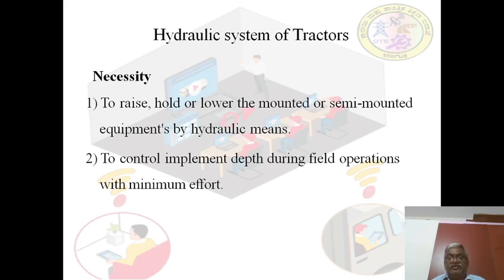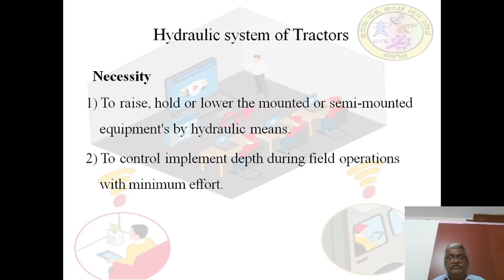Hydraulic system. What is hydraulic system? In this hydraulic system, we are using any mineral oil as the working medium. This system we are going to discuss in the next classes, in the next session. Here we shall go through what is the necessity of this hydraulic system in tractors.